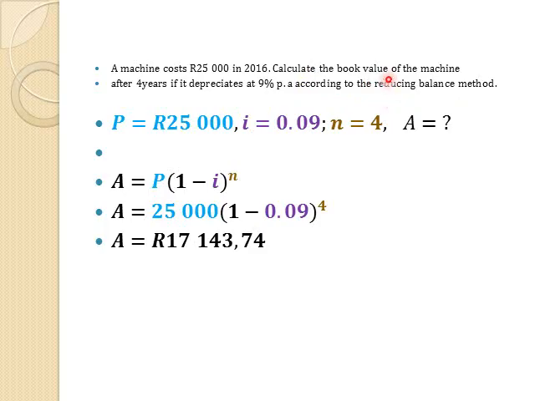So they can give you one that's not compounded. I'm just doing one so you can see. So A = P(1 − i)^n, because it's reducing balance. P is 25,000, i is 0.09, n is 4. Punch that all in the calculator, gives me 17,143 Rand, 74 cents.